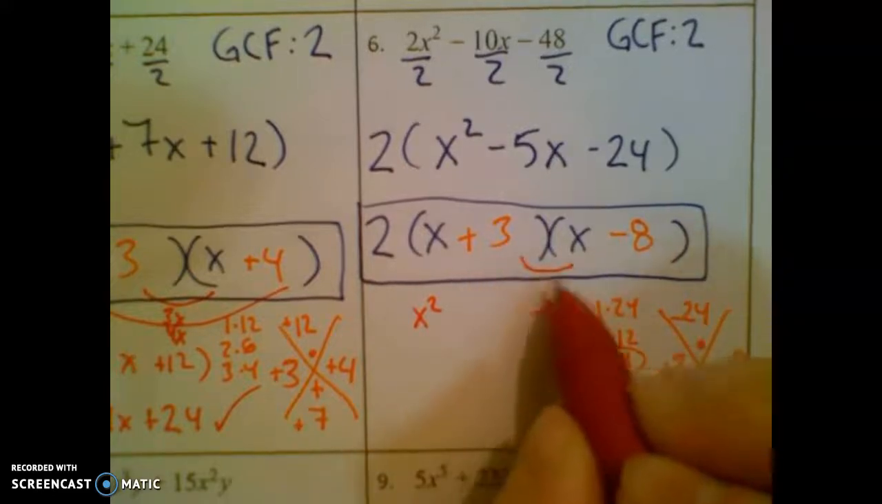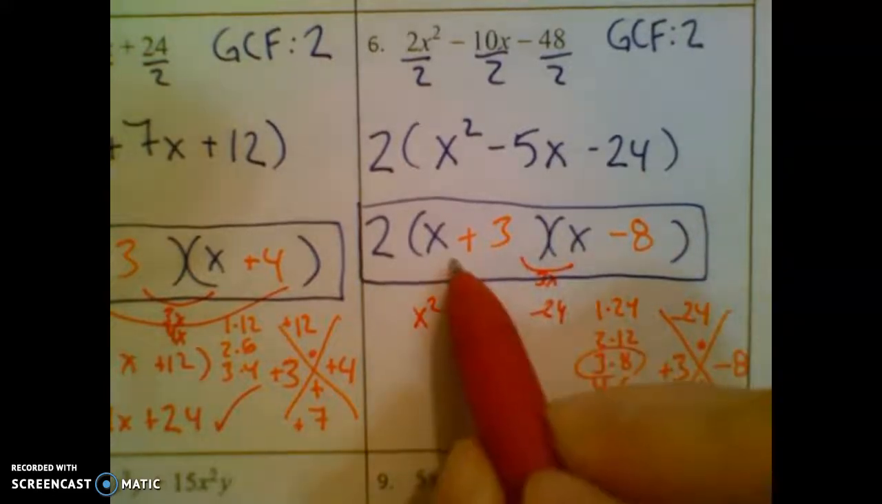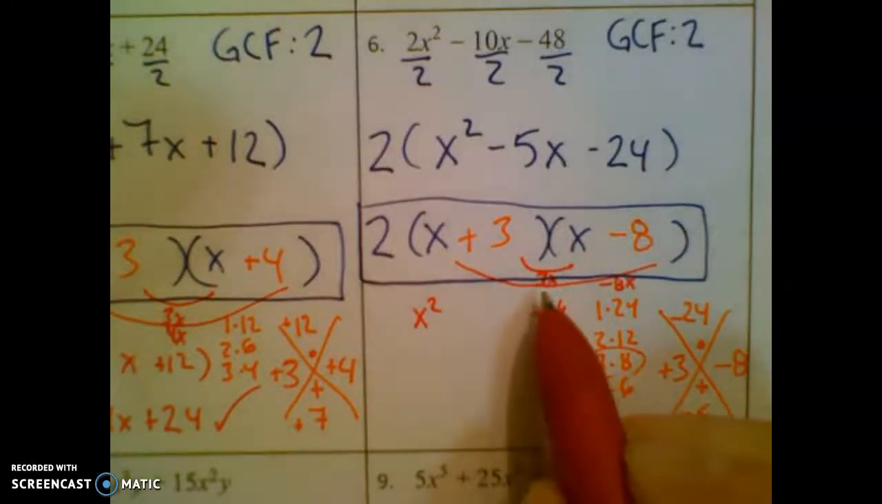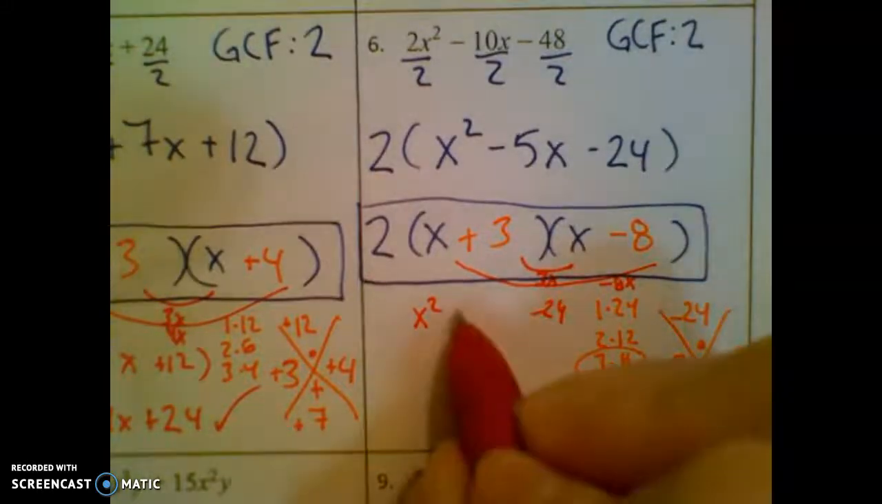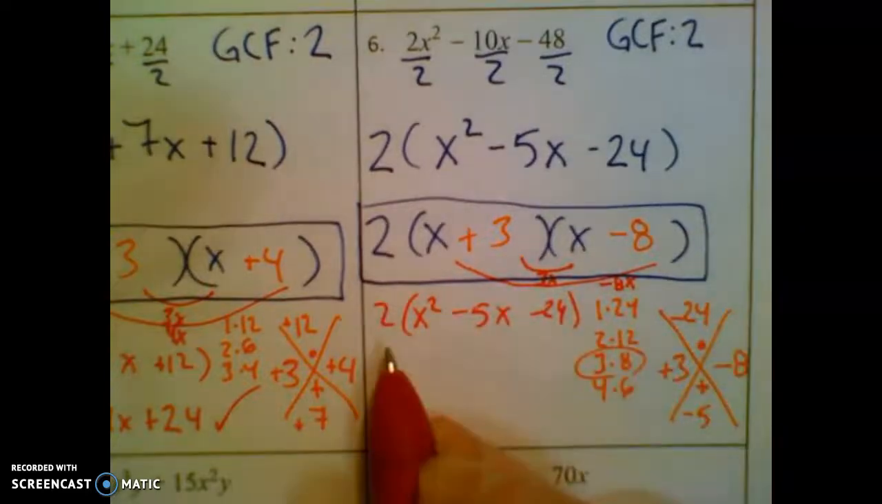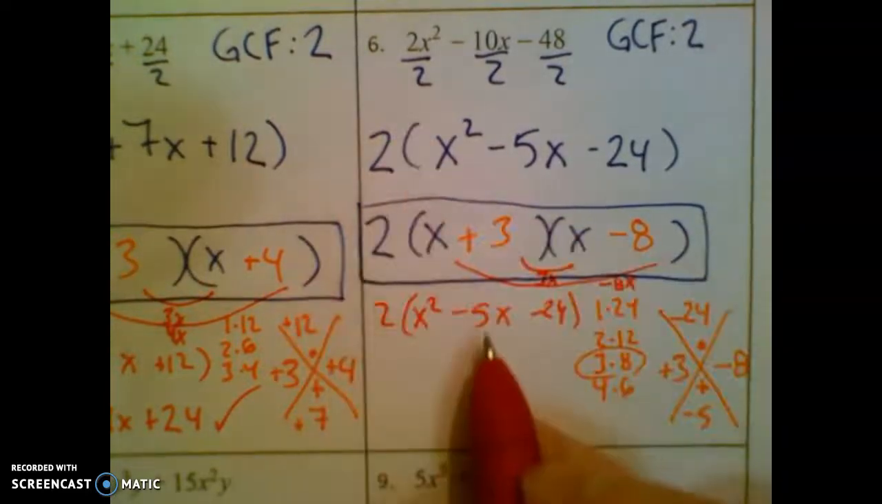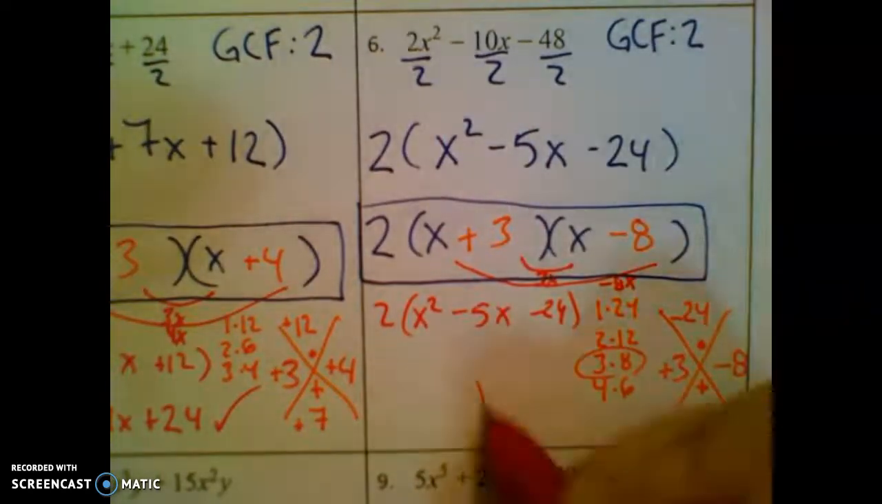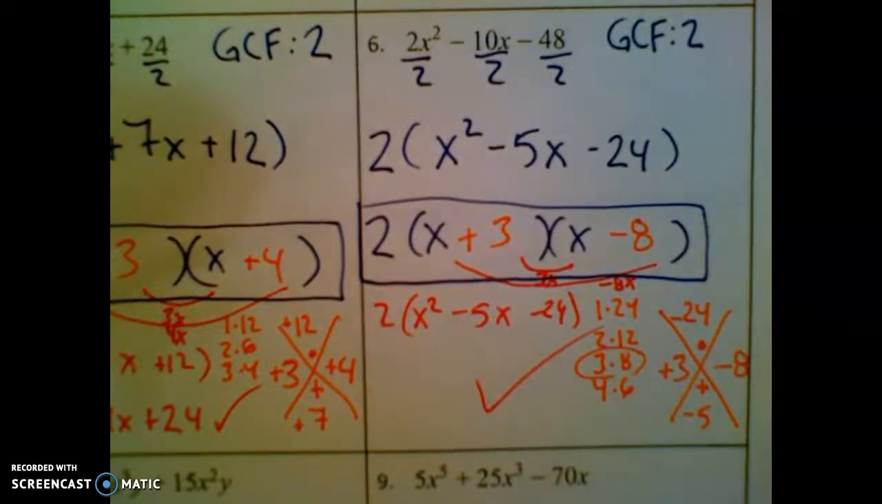I'm just going to check my inner product, 3x, and my outer product, negative 8x. Does a 3x and a negative 8x give me a negative 5x? Yes, it does. Bring down my GCF, and I'm not going to write it out, but 2 times that is negative 10, and 2 times negative 24 is negative 48. So I know for a fact that is also correct.